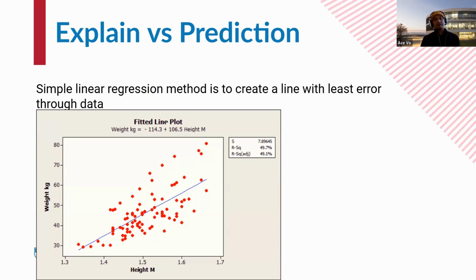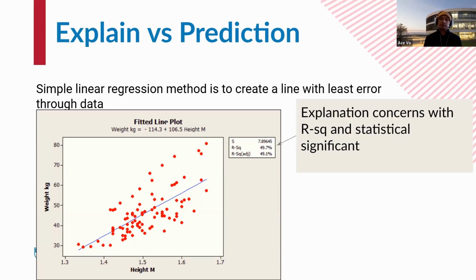Okay, so let's distinguish between explanation and prediction through a simple case of linear regression. Here we have a plot of two variables, height versus weight. The red dots signify the height and the weight of each person. The purpose of linear regression is always about fitting that line, the blue line, with the least error through the data. Here you see a formula with an R-square. Explanations are really concerned with the R-square and the statistical significance. They want to make sure the R-square is really high, and then it can express the power of predictions.